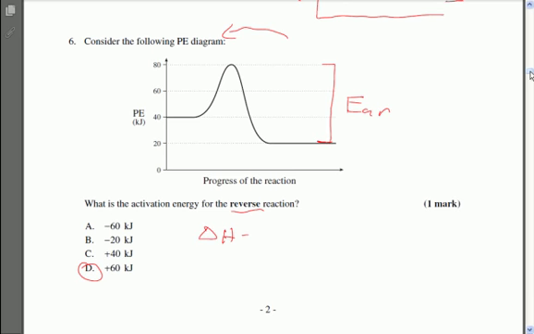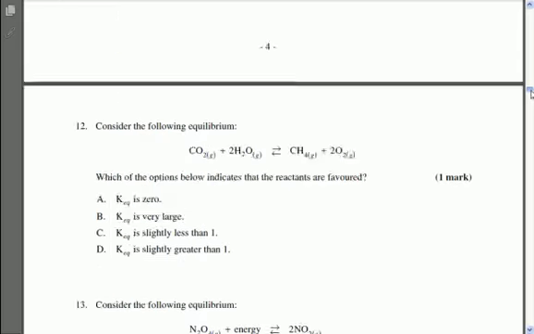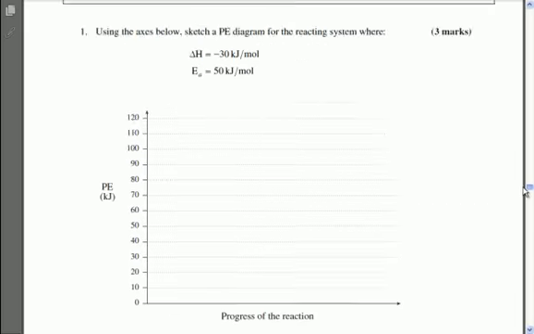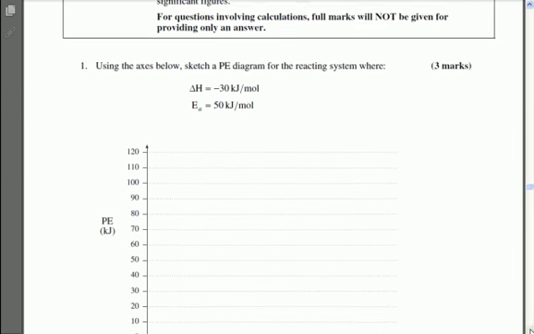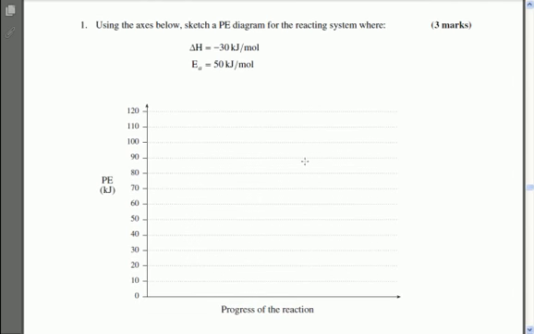These are all the multiple choice questions for Unit 1. Let's look at some of the written questions for Unit 1. So here is the first written question for Unit 1. It says, using the axis below, sketch a potential energy diagram for the reacting system where delta H is negative 30. So what that means is that it's exothermic, and EA is 50 kilojoules.